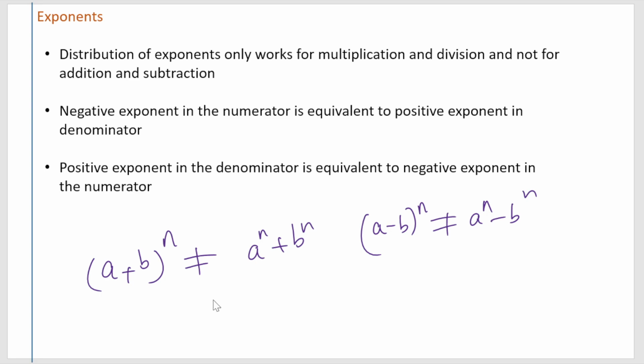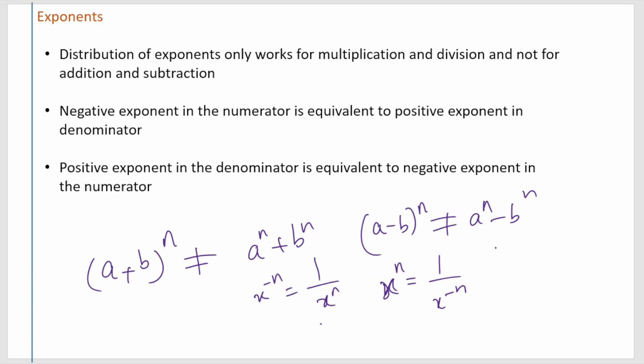Also, this I think is important here. A negative exponent in the numerator is equivalent to a positive exponent in the denominator. That we have seen in the fractional exponents. This x^(-n) is equal to 1/x^n. The same, vice versa: x^n is equal to 1/x^(-n).